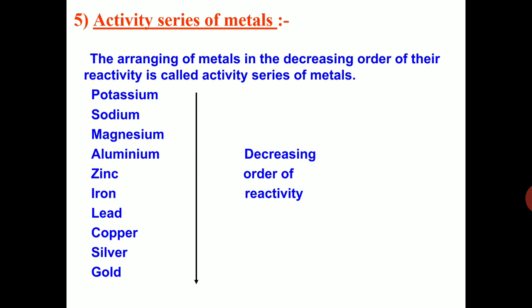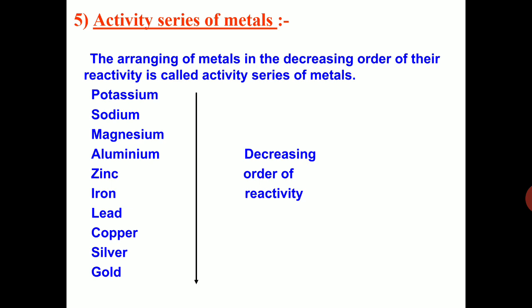Which metal is more reactive? The arranging of metals in the decreasing order of their reactivity is called the activity series of metals. The most reactive metal is potassium, then sodium, then magnesium, aluminum, zinc, iron, lead, copper, silver, gold. So here potassium is the most reactive metal. So it can replace all other metals from its solution.